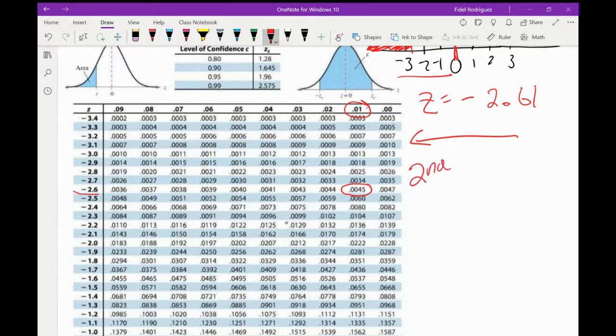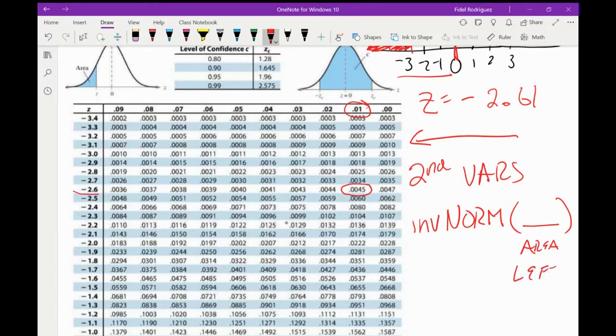So guys, on my calculator, I'm going to go second, vars again. And there's going to be a feature called the inverse norm. What the inverse norm tells you is right here, you're going to enter in that area to the left. It always has to be the area to the left every single time, okay? So let me show you on my calculator how I'm going to do this. Stop sharing this, and I'm going to come back to my calculator, which is right here.